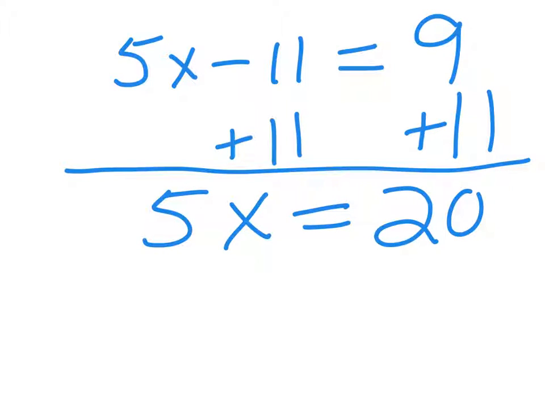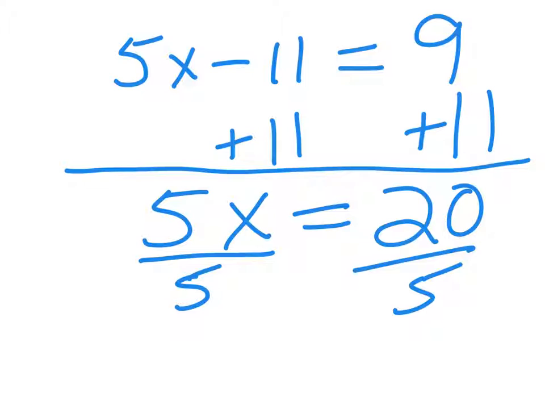The second step: 5 is being multiplied times x, so we're going to divide by 5 on both sides. A 5 on the top and a 5 on the bottom cancel. That's only because we're doing the opposite of multiplication. If this was 5 plus x, you could not cancel like that. It's only when everything's being multiplied on the top and bottom that you can cancel out the things that are the same. 20 over 5, that's just another way of saying 20 divided by 5, which is and always will be 4.